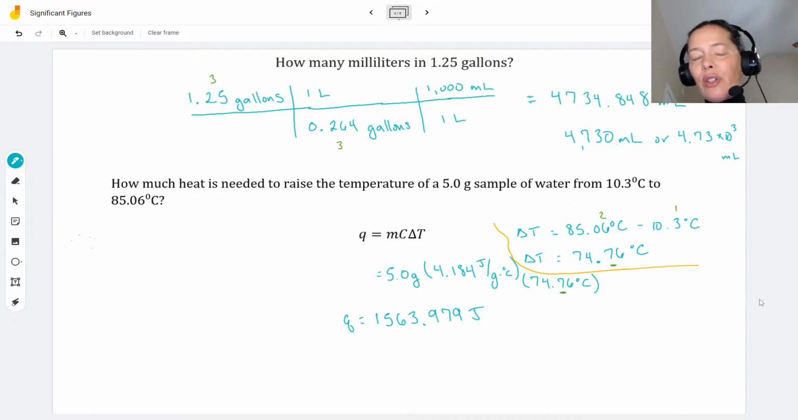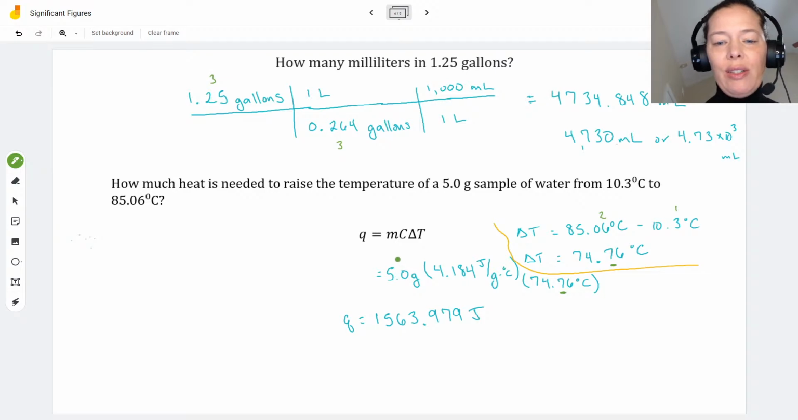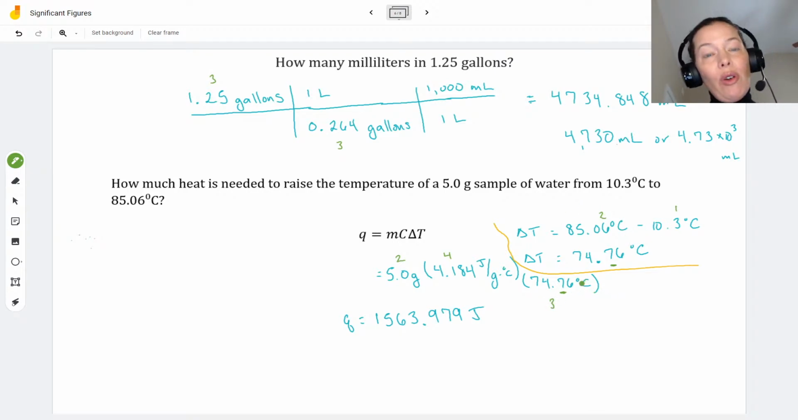Clearly, this is not rounded to the correct number of sig figs. Okay, so now I need to count up sig figs for my multiplication division. Again, I'm switching rules. So addition and subtraction, I was looking at my decimal places. Now I'm looking at just sig figs. So my 5.0 has 2 sig figs. My specific heat of water has 4. And remember, you calculated this delta T. It actually only has 3, even though I wrote down an extra one. That 6 is not significant. But in this case, my 5.0 grams is going to limit me. I need 2 sig figs.